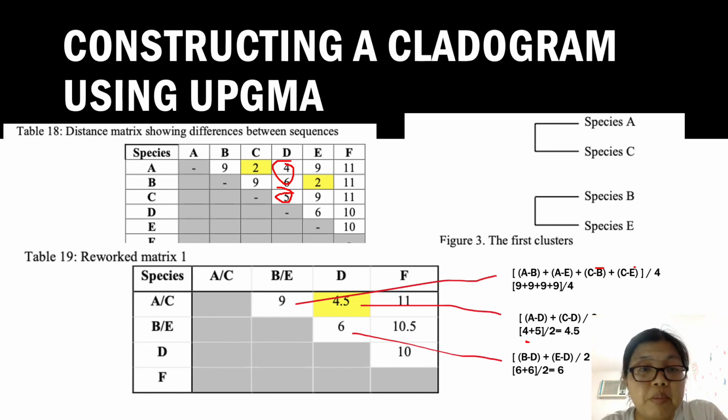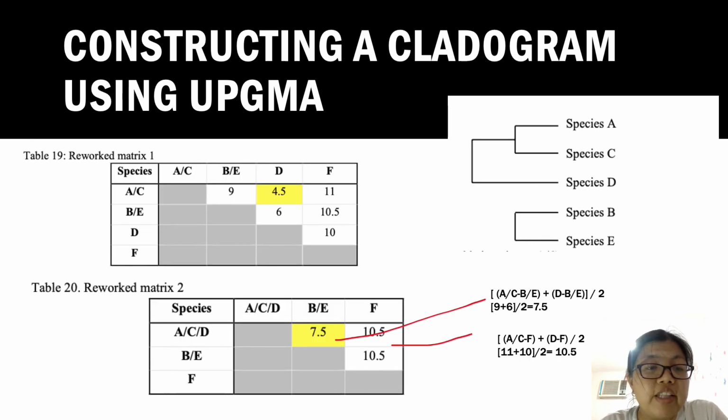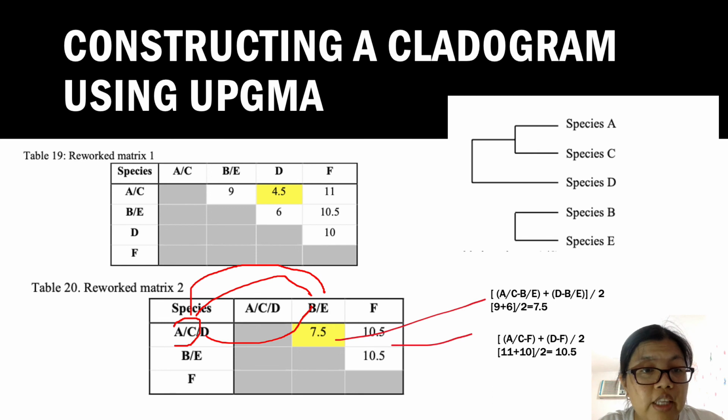Okay, now from this matrix, we have to identify which has the least number of differences. So we have the least number of differences, which is A to C and D. So we have here A and C to D. Okay, so we have to rework again, no? So we have the A, C, D, then A to B, A to E, and then D to E. So that's 7.5.